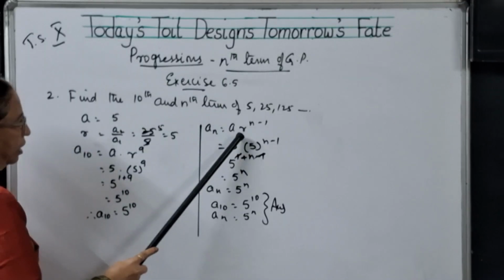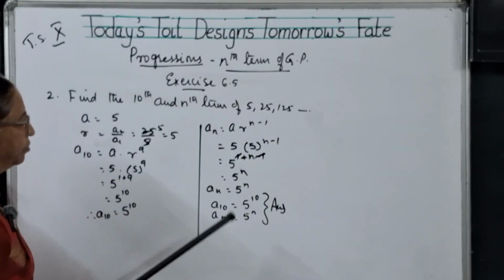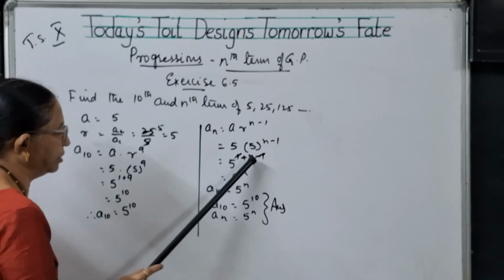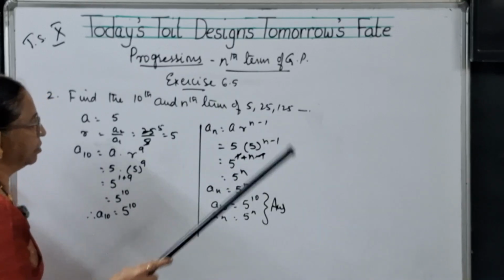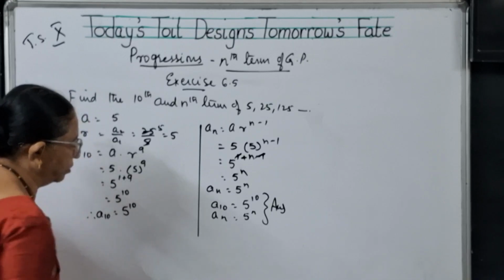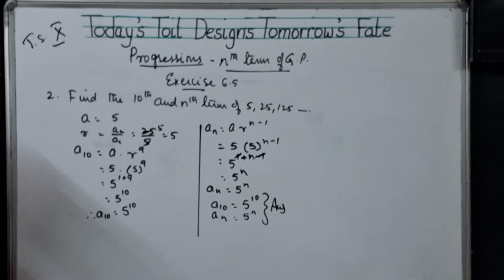Now An is A R to the power of n minus 1. 5 into 5 to the power of n minus 1. Bases are same, multiplied, power should be added: 5 to the power of 1 plus n minus 1. Plus 1 minus 1 will get cancelled, 5 to the power of n. So An is 5 to the power of n and A10 is 5 to the power of 10 are the answers for this problem, children.